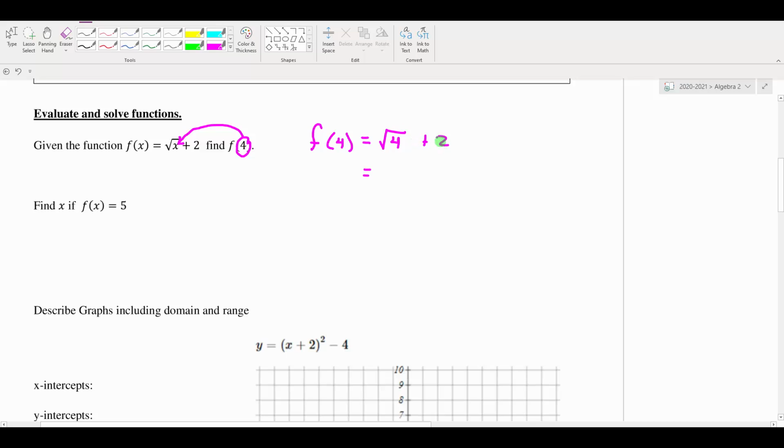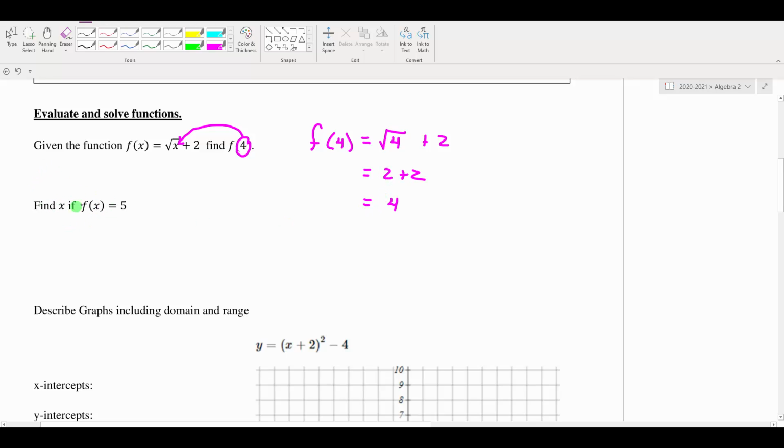So we now use order of operations. I'm going to start with the square root. The square root of 4 is simply 2, and then we do 2 plus 2, which is 4. Interestingly enough, when I plug a 4 into this function, we get a 4 out. So this is the input, this is the output. 4 goes in, 4 goes out.